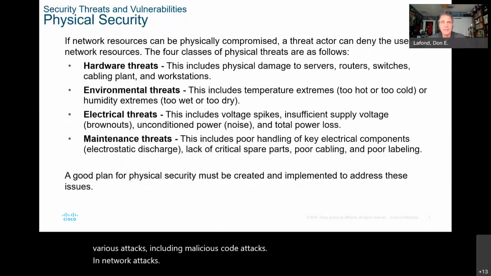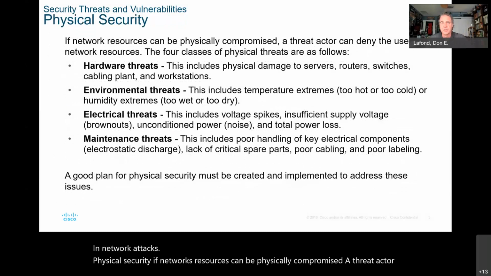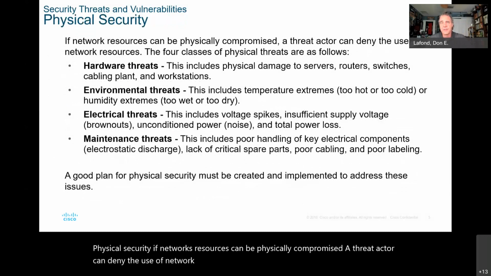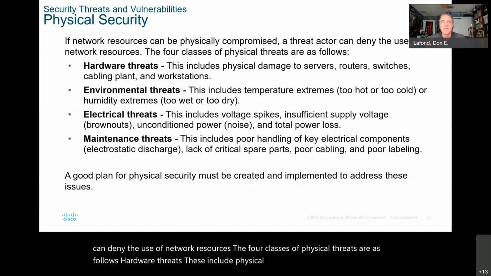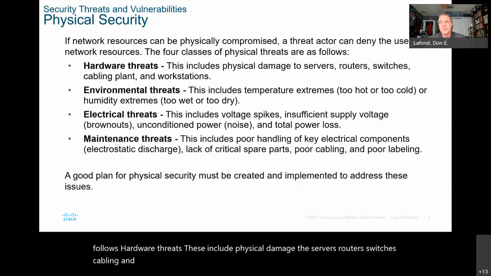Physical security. If a network's resources can be physically compromised, a threat actor can deny the use of network resources. The four classes of physical threats are as follows. Hardware threats. These include physical damage to servers, routers, switches, cabling, and workstations. Environmental threats. These include temperature extremes, either too hot or too cold, or humidity extremes, too wet or too dry.